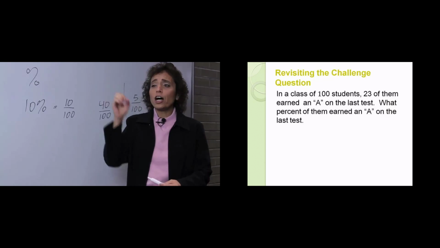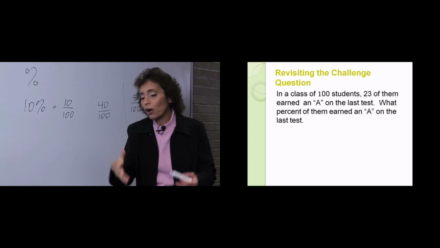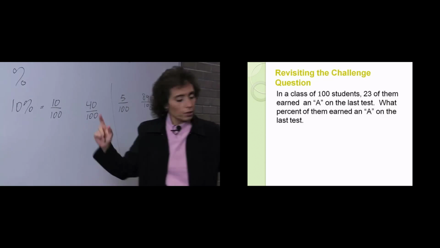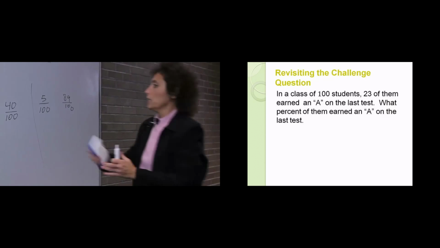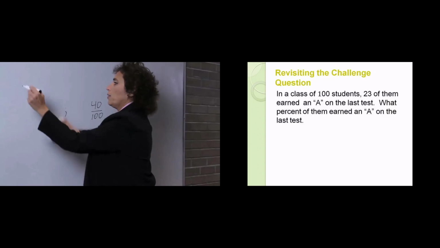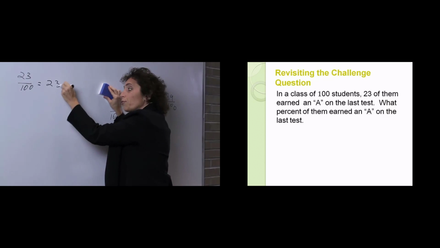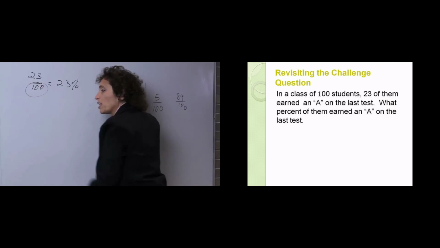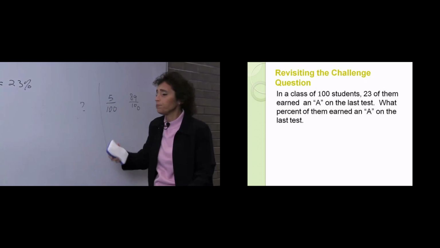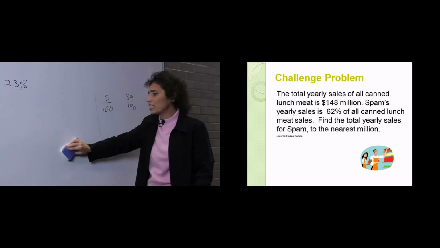So in a class of 100 students, 23 of them earned an A. Well, that is simple. That is 23 out of 100, which is 23%. That's so easy because the denominator is 100. So that's all you do. Let's take a look at this next question.